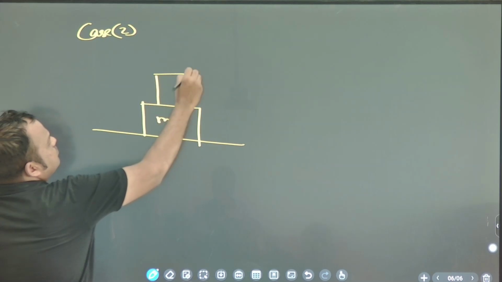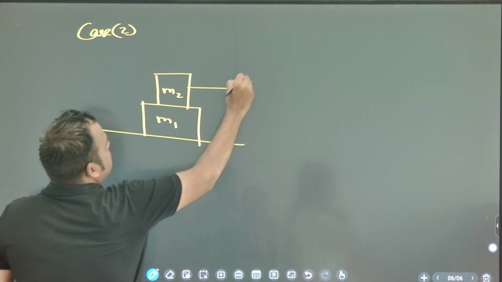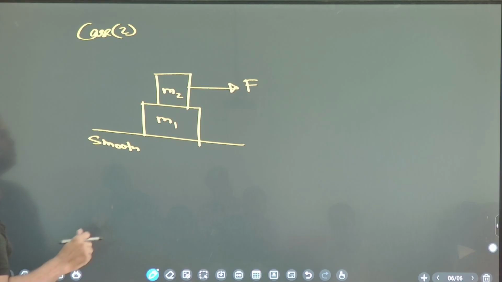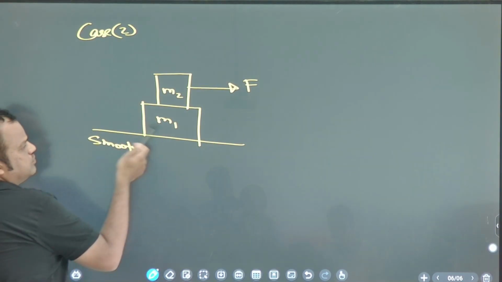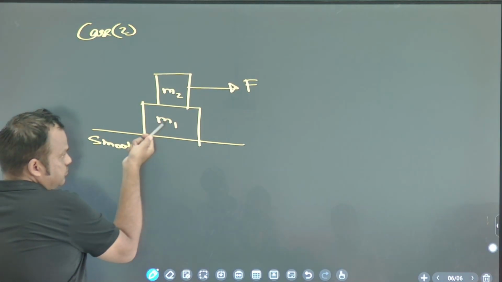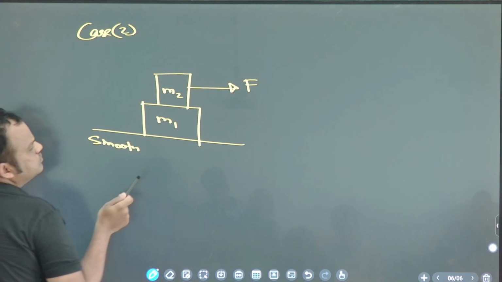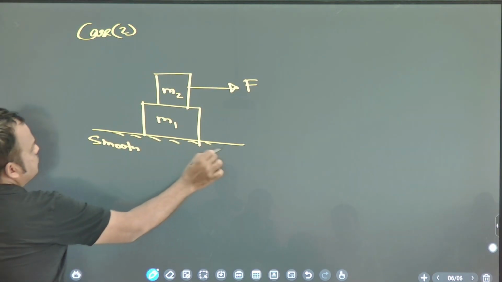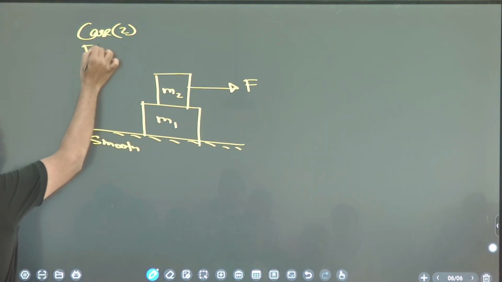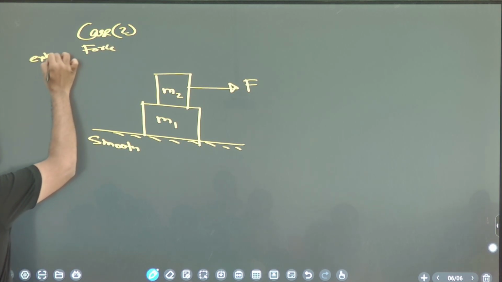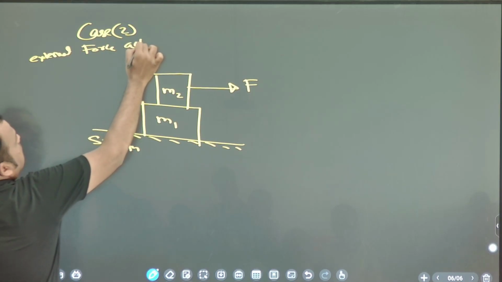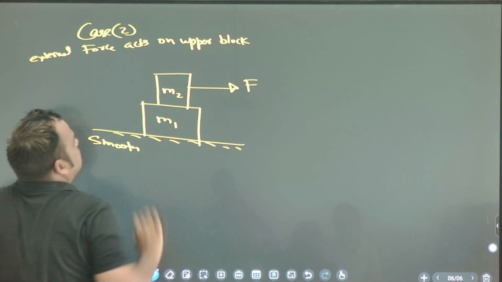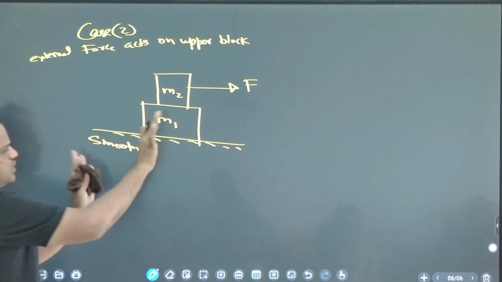This is M1. This is M2. Force is acting on M1. Note down. What is case 1? Force is acting on M1. What is case 2? Force is acting on M2, the upper block. External force acts on upper block. So again same procedure, same method.